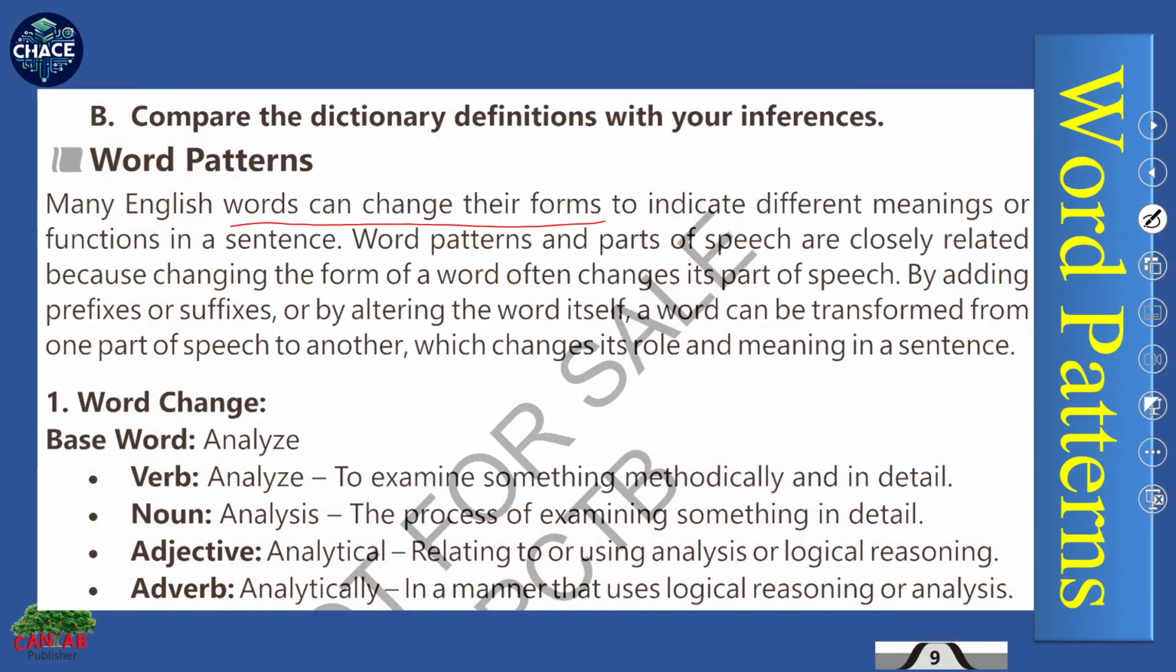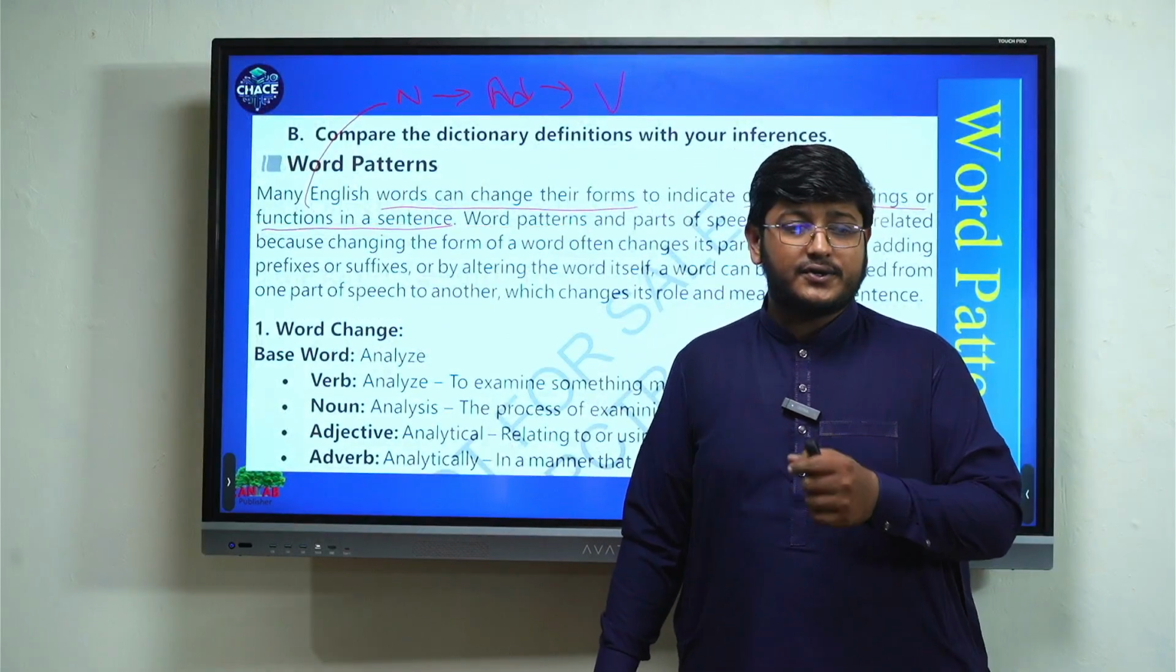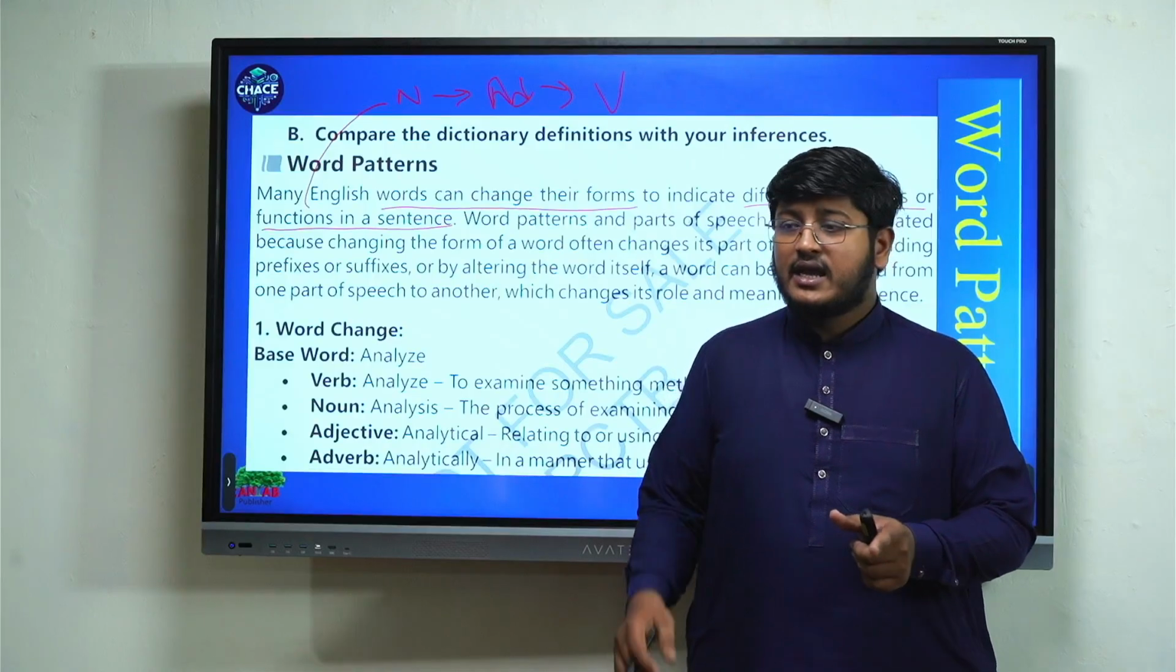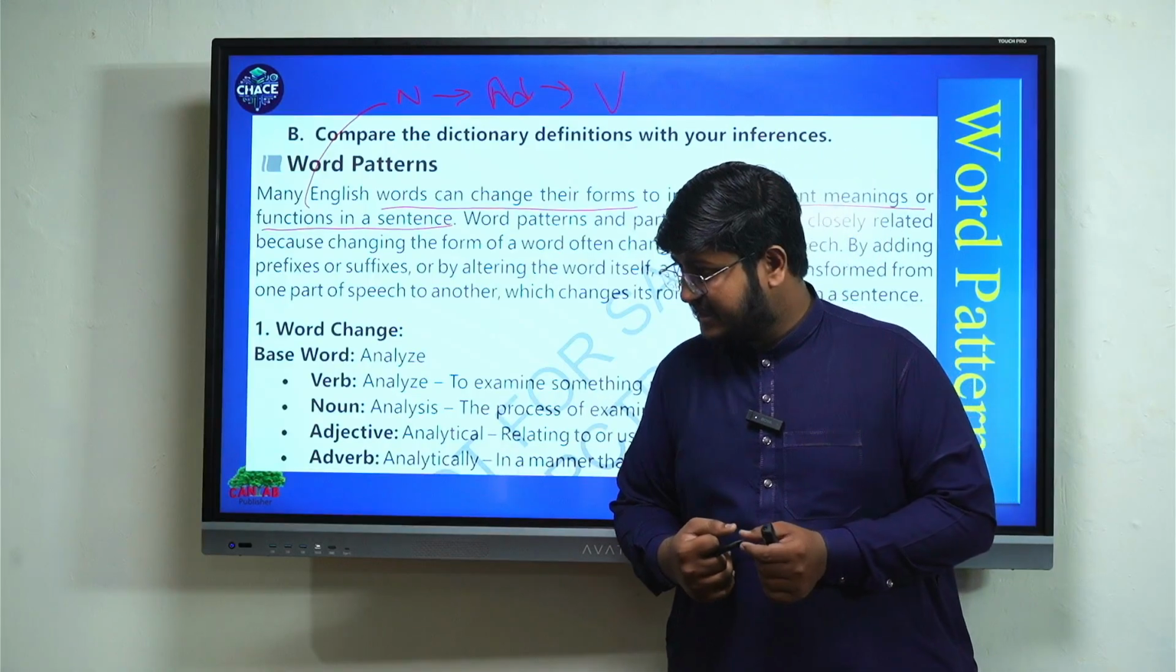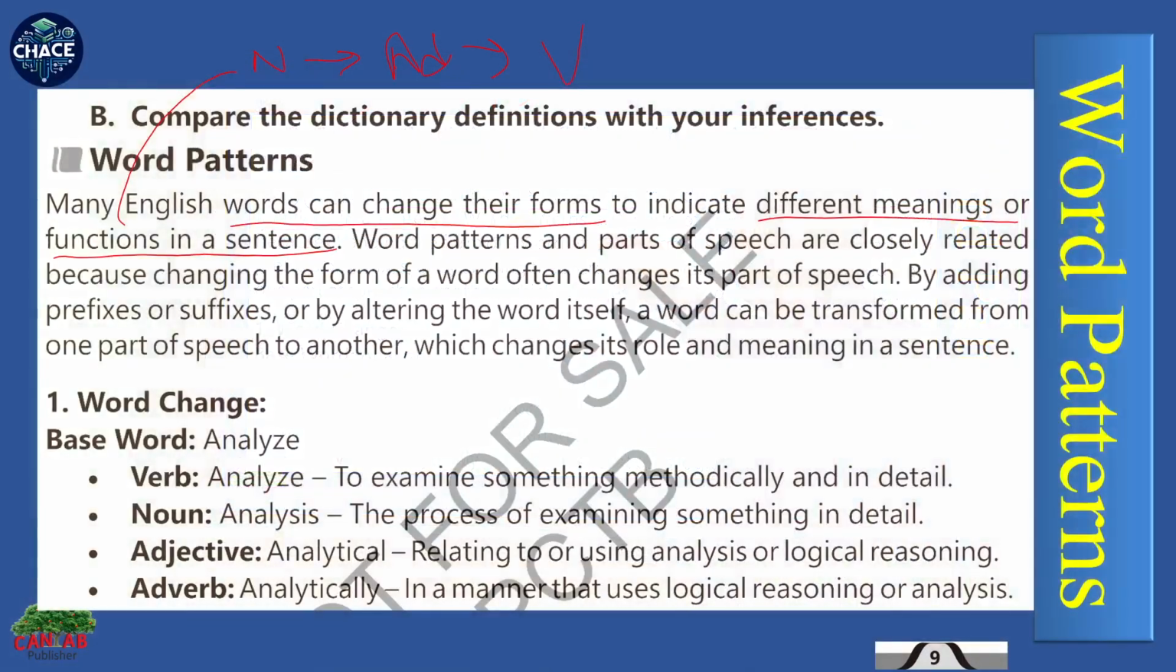So many English words can change their forms to indicate different meanings or functions in a sentence. So maybe a word is performing the function of a noun, then it turns into an adverb to perform a different function, then that word could be turned into a verb to perform a different function. Due to the necessity of performing different functions, a word can change its form. Is that clear? Word patterns and parts of speech are closely related because changing the form of a word often changes its part of speech. Is that clear?